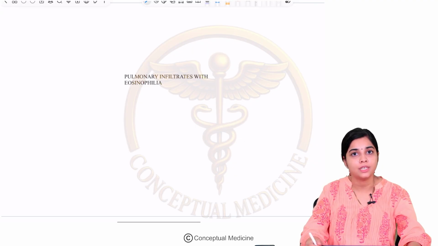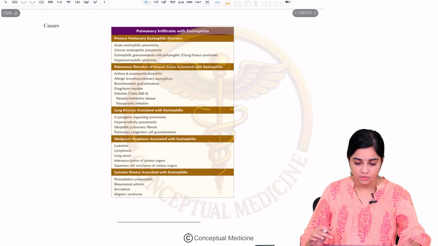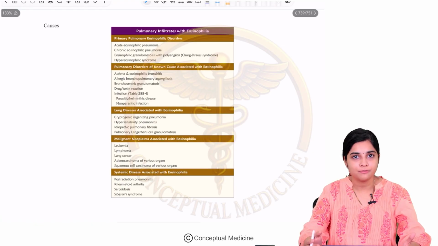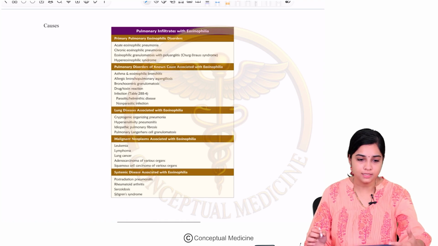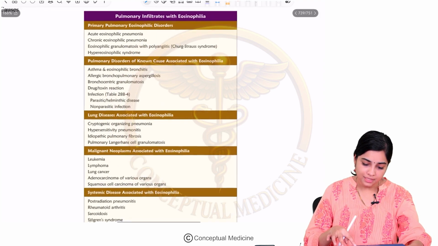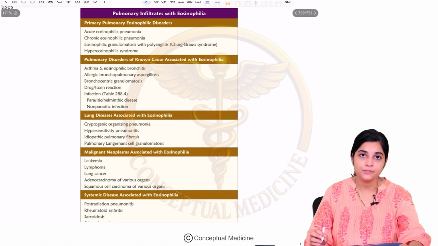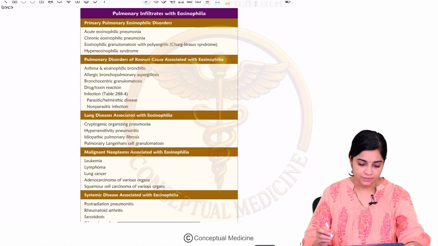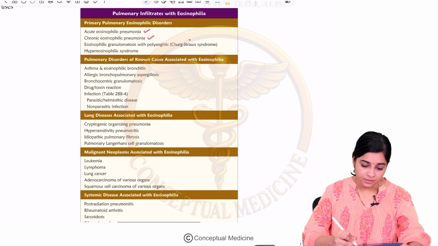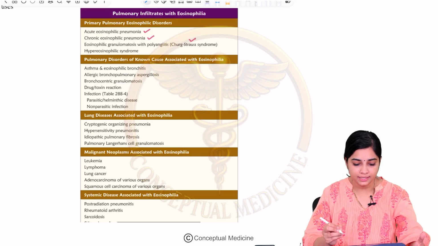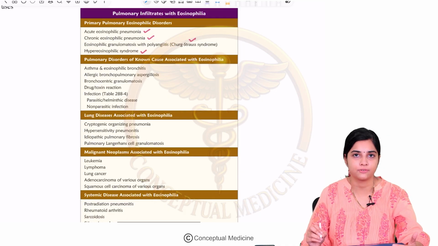We will be discussing pulmonary infiltrates with eosinophilia, or what we call eosinophilic lung diseases. So let's begin. We will look at the eosinophilic lung diseases in broad detail and then go into the specific details one by one. Pulmonary infiltrates with eosinophilia can be due to primary pulmonary eosinophilic disorders like acute eosinophilic pneumonia, chronic eosinophilic pneumonia, EGPA, which is a type of vasculitis, eosinophilic granulomatosis with polyangiitis, and hypereosinophilic syndromes.